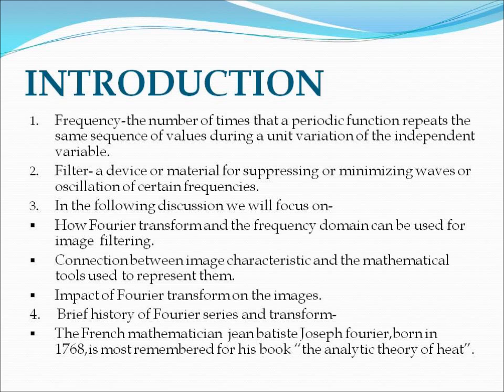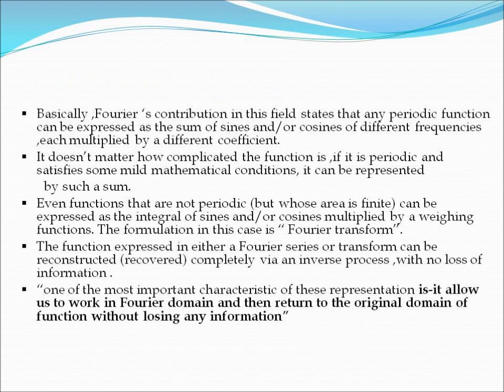A brief history of Fourier series and transform is given. The French mathematician Jean-Baptiste Joseph Fourier, born in 1768, is most remembered for his book The Analytic Theory of Heat. Basically, Fourier's contribution in this field states that any periodic function can be expressed as the sum of sines or cosines of different frequencies, each multiplied by a different coefficient. It does not matter how complicated the function is. If it is periodic and satisfies some mild mathematical conditions, it can be represented by such a sum.